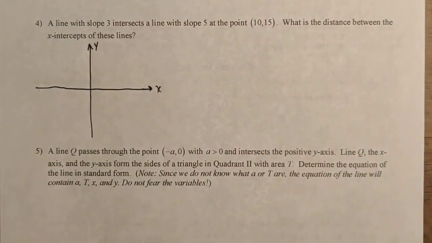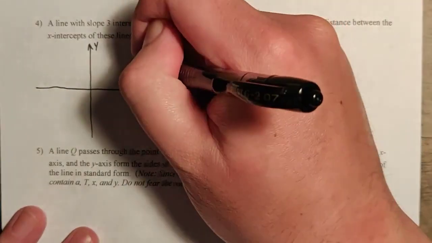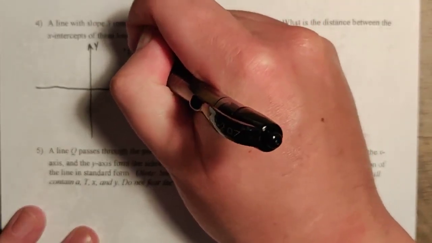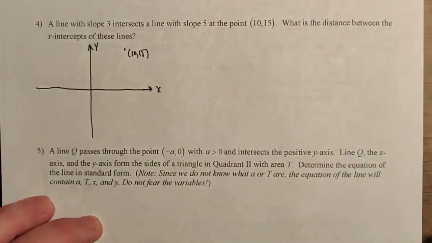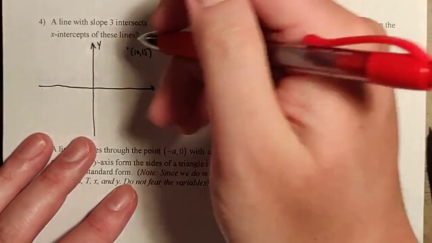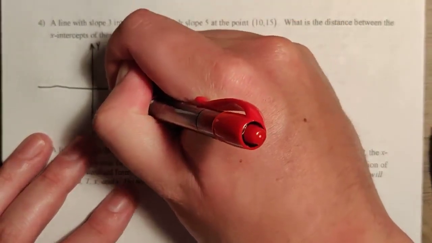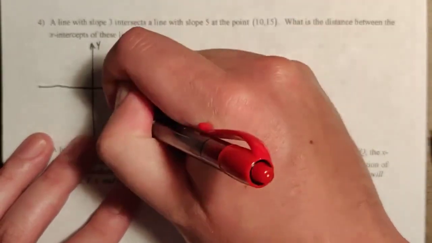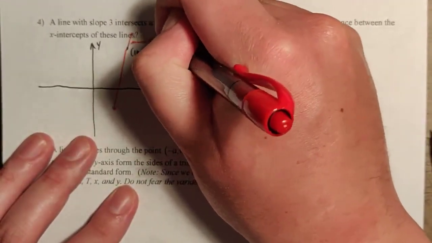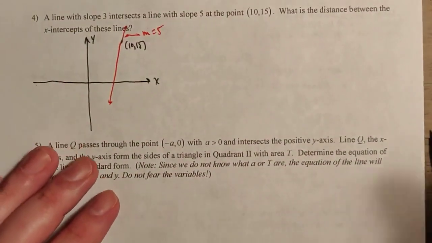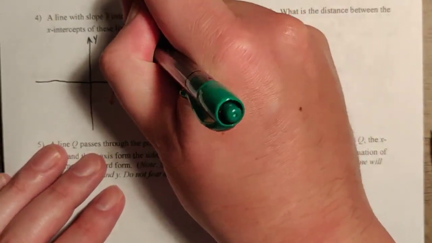A line with slope 3 is going to intersect the line of slope 5 at the point (10, 15). We want to determine the distance between the x-intercepts of the lines. So that means our point's going to be somewhere over here. Here's (10, 15), and we're going to draw our two lines. Our first line is going to be slope 5, so it looks something like this. Here's my red line with slope 5, m equals 5. And we're going to have another line where m equals 3. It's going to look something like this.